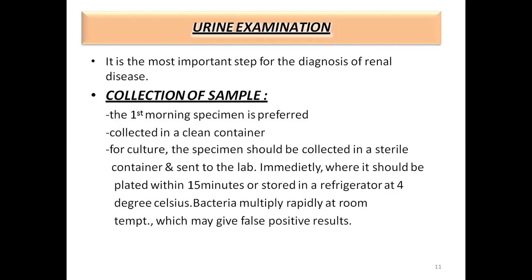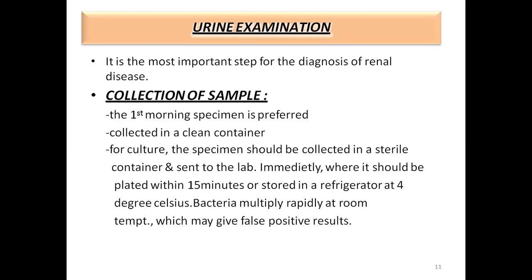Now, let us start with the urine examination. It is the most important step for the diagnosis of renal diseases. Now, we have steps for it. And how do we do it? Sample collection, first of all. The first morning specimen is preferred, that is the first urine in the morning. It is collected in a clean container, especially designed for collecting the urine sample.